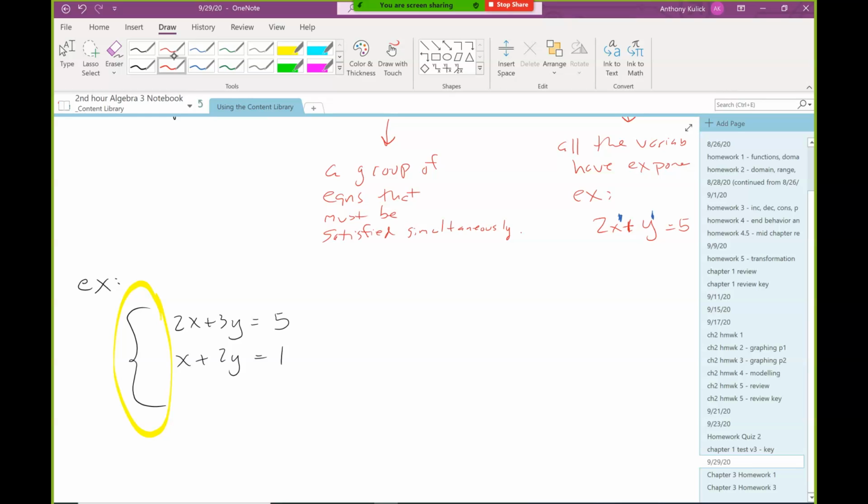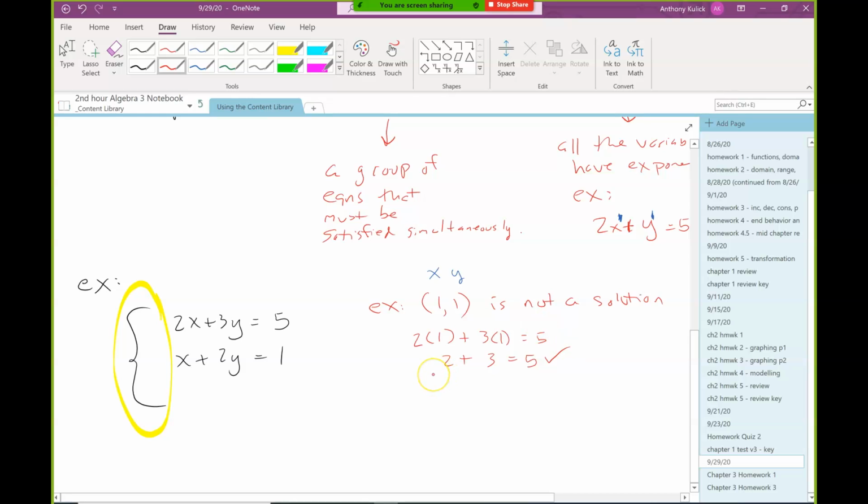So when we say these must be satisfied simultaneously, what we're talking about is a solution, right? So for example, 1, 1 is not a solution for this system. Why not? Well, let's show why not. If I plug 1, well, 1, 1 is really an x and a y, right? If I plug 1 and 1 in for x and y, it does satisfy the first equation, since 2 times 1 plus 3 times 1 is 5. But if I plug 1 and 1 into the second equation, I get 1 plus 2, and that's not equal to 1. Is everybody okay there?